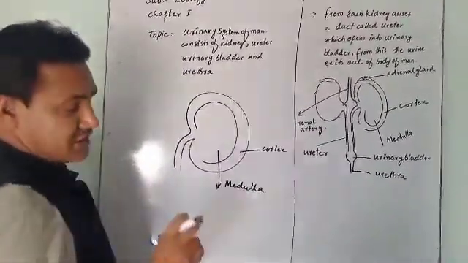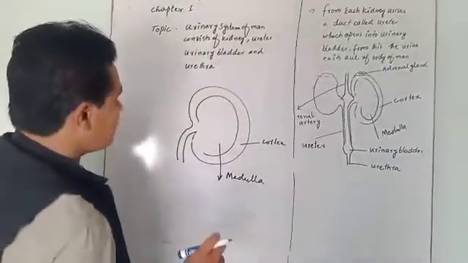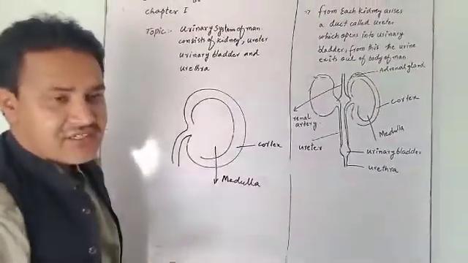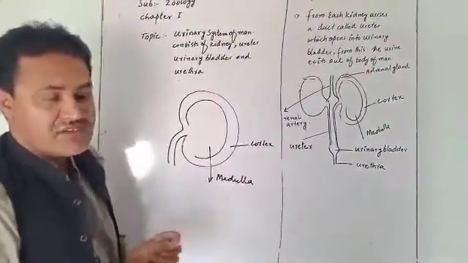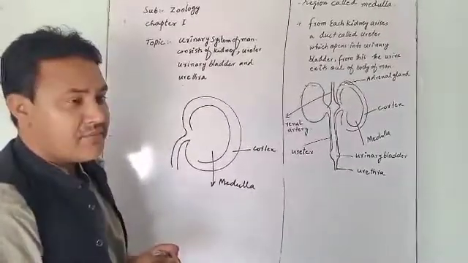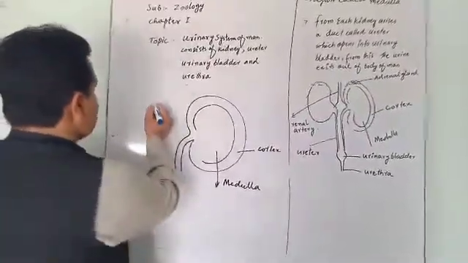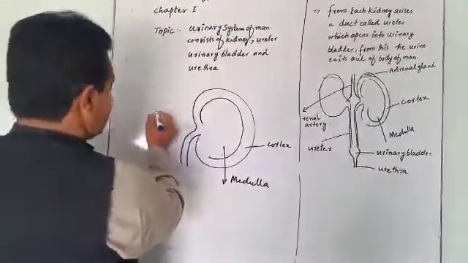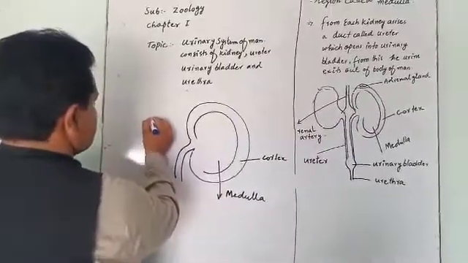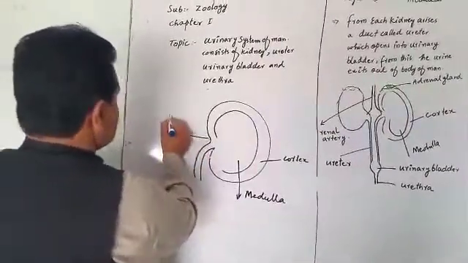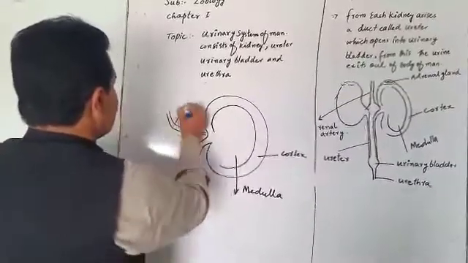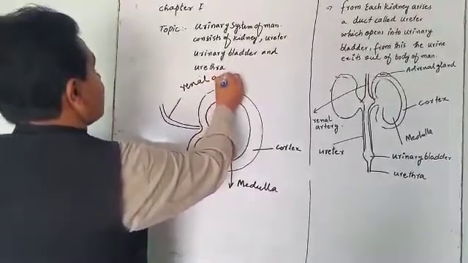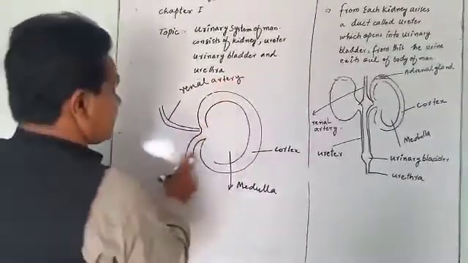The function of kidney is to purify the blood. What is the function of kidney? It helps to filter the blood. It helps to separate the toxic material from the blood. Now the blood vessels from the dorsal aorta go to each kidney. The blood vessels are called renal arteries. This is known as renal artery. Renal artery carries blood towards the kidney.